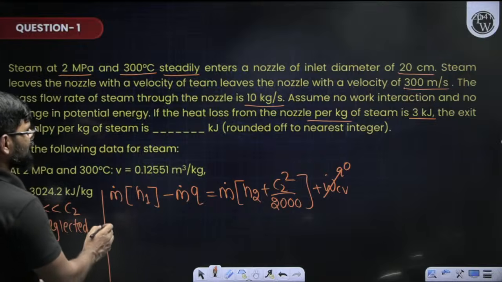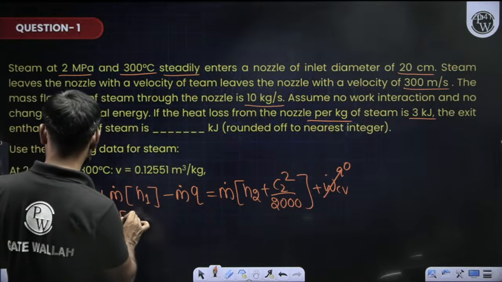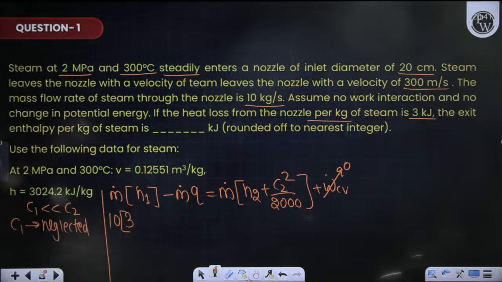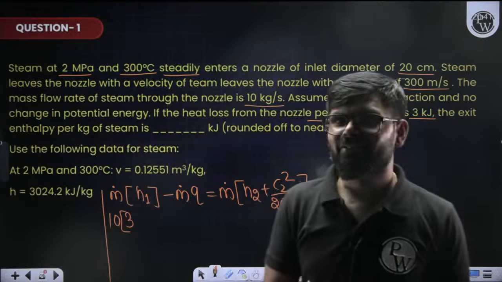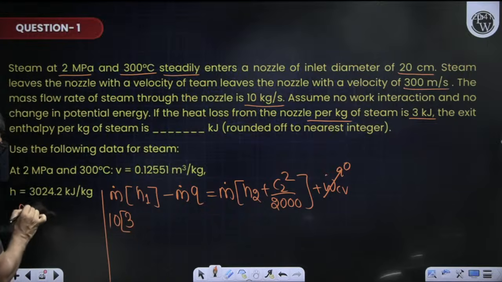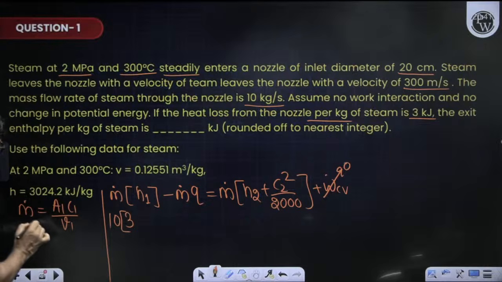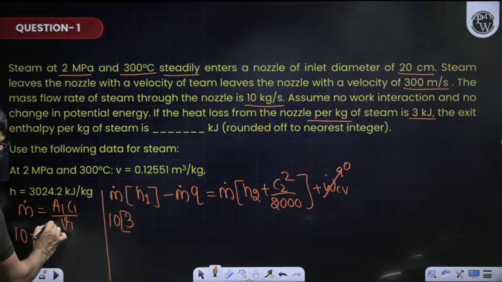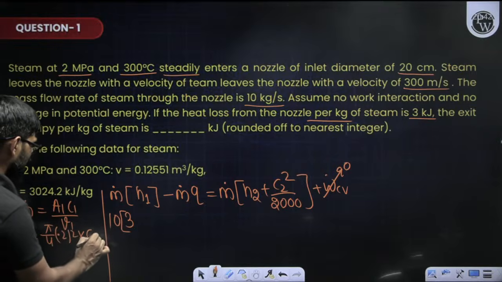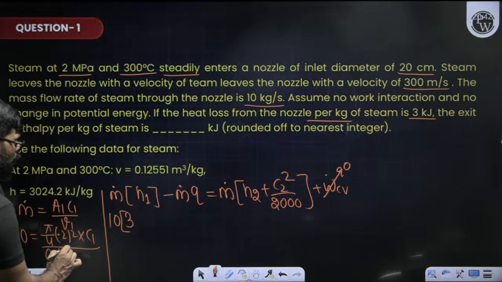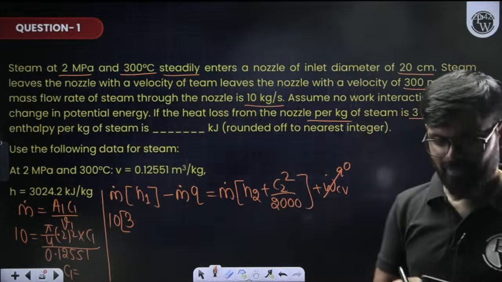Now write the equation. Here m dot is 10 kg per second. H1 is for 2 megapascal, 300 degrees. V1 is also given. No, C1 we can't neglect here, because the data is given. When enough data is given, we can't neglect it. M dot can be written as A1 C1 by V1. So m dot value 10 equals A1, which is pi by 4 d square, 0.2 square, times C1 divided by V1, which is 0.12551. From here I will get the C1 value, so you need to calculate C1.